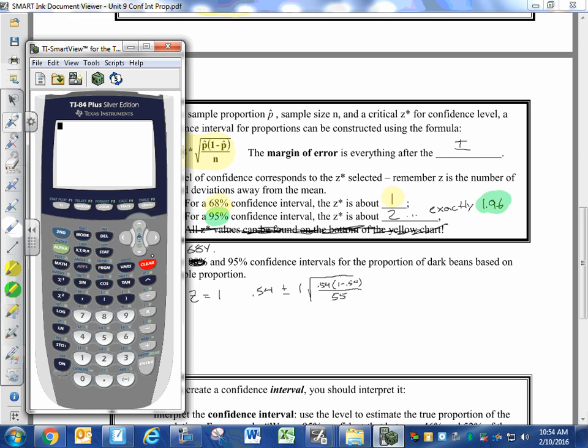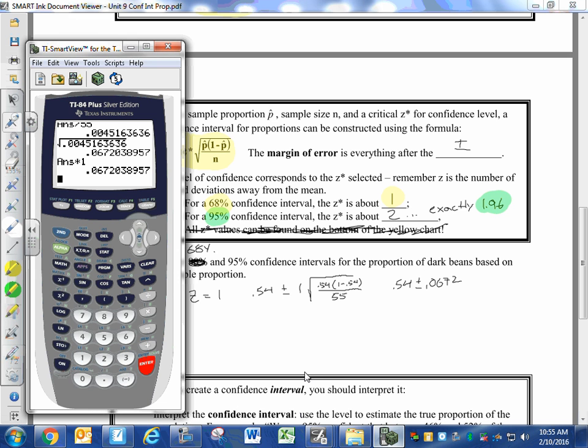Now, it's going to be 1 times the square root of this. If you were going to do it step by step, this is what I would do. Take the 0.54, multiply it by the 1 minus the 0.54. Take that value, divide it by 55. Now I want to take the square root of that answer. If you have a new operating system, second square root pops up, press enter, and that number goes underneath the square root. Okay? Now, since this is 1, it's not going to change it when I multiply it. There is my margin of error. It's 6.7%.